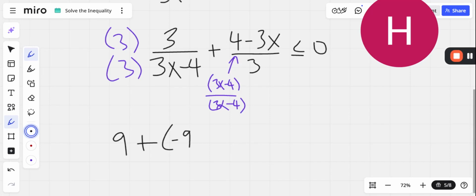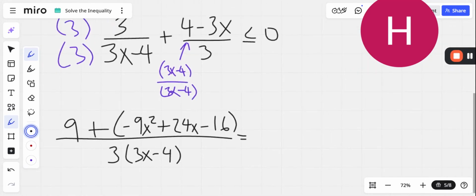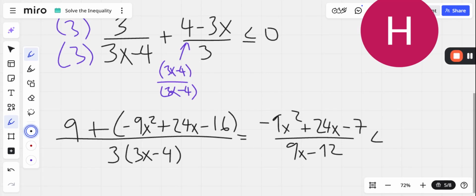So we're going to have negative 9x squared plus 24x minus 16. This is all over the common denominator of 3 times 3x minus 4. Or if you'd like to simplify this all, we're going to have negative 9x squared plus 24x minus 7 all over 3 times 3x minus 4, which I guess I could just call 9x minus 12. This needs to be less than or equal to 0.